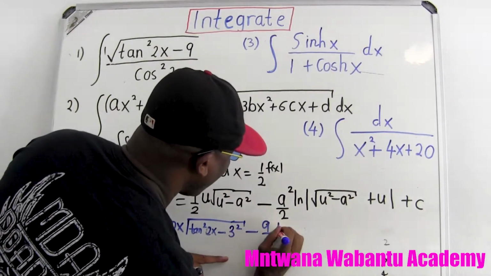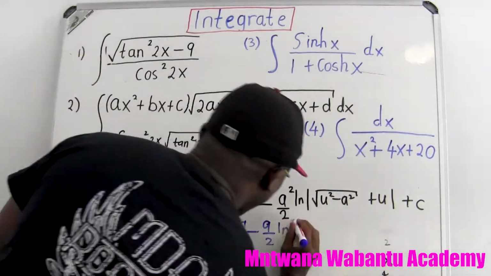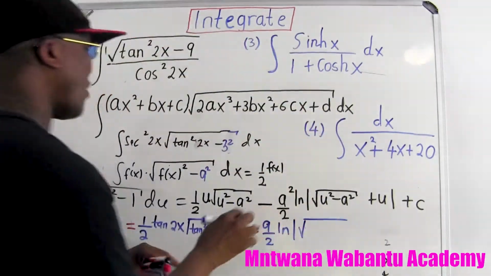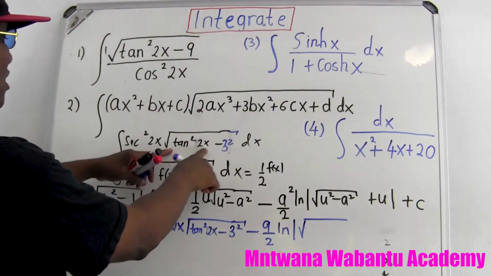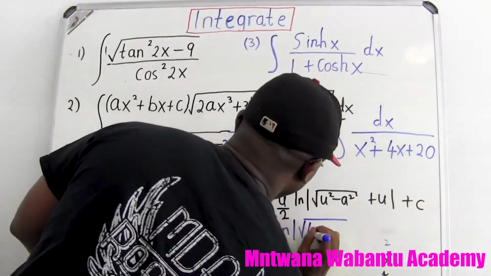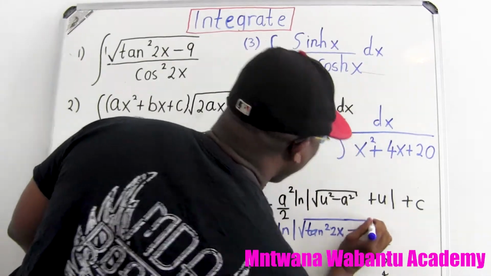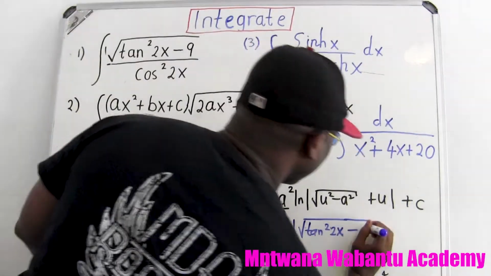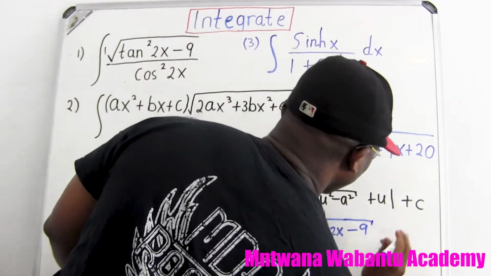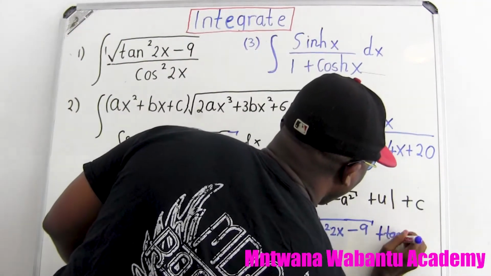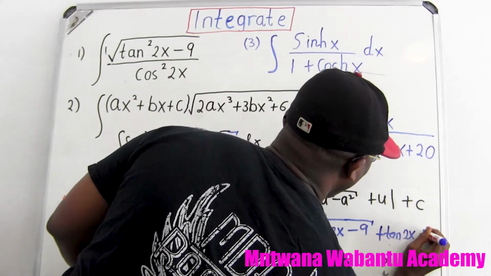Minus a squared over 2, ln absolute, and then square root of u squared. What is our u? Our u is this function here, so u squared means tan squared 2x, minus a squared. A is 3, squared equals 9. And then plus u. U is tan of 2x, plus c.